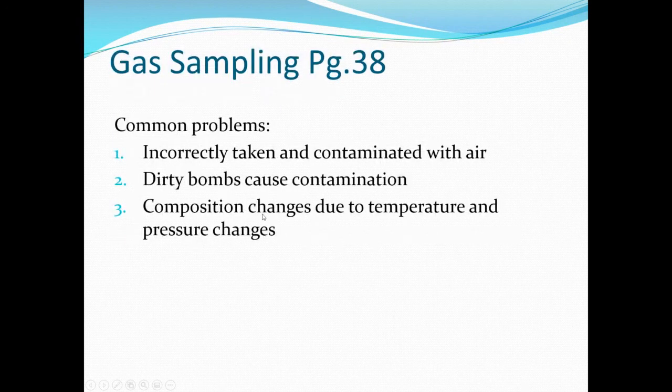Okay, gas sampling, page 38. And this is again pertaining to grab samples. Common problems are incorrectly taken samples that are contaminated with air. So this has to do with the purging and procedures that you use to fill the bomb. Dirty bombs, of course, causing contamination could be a factor. And composition changes due to temperature and pressure changes. And again, temperature and pressure has major effects on gas, not so much effect on liquids.